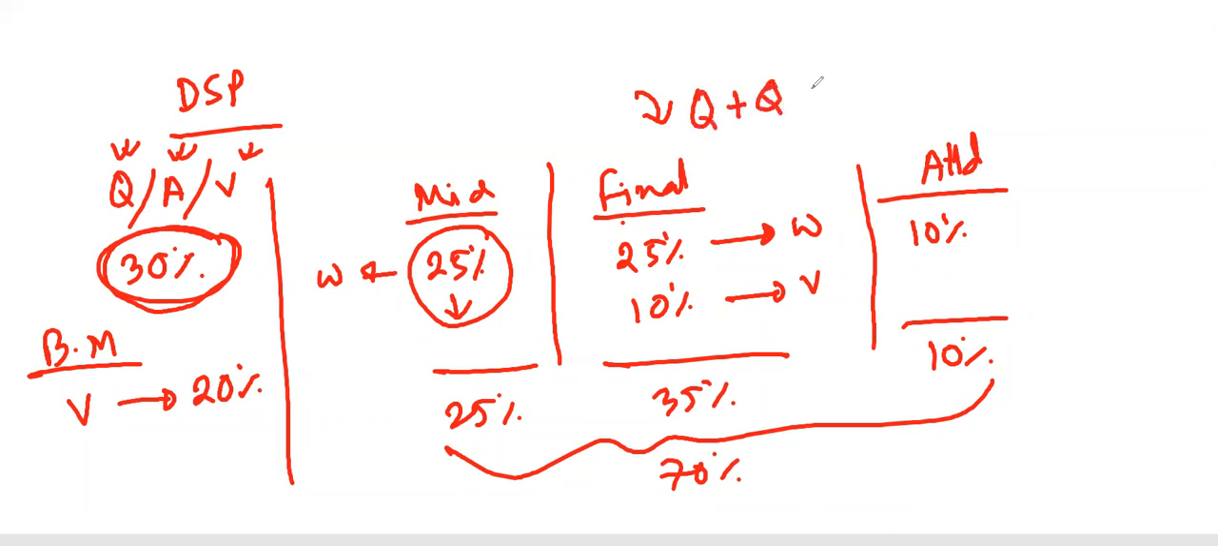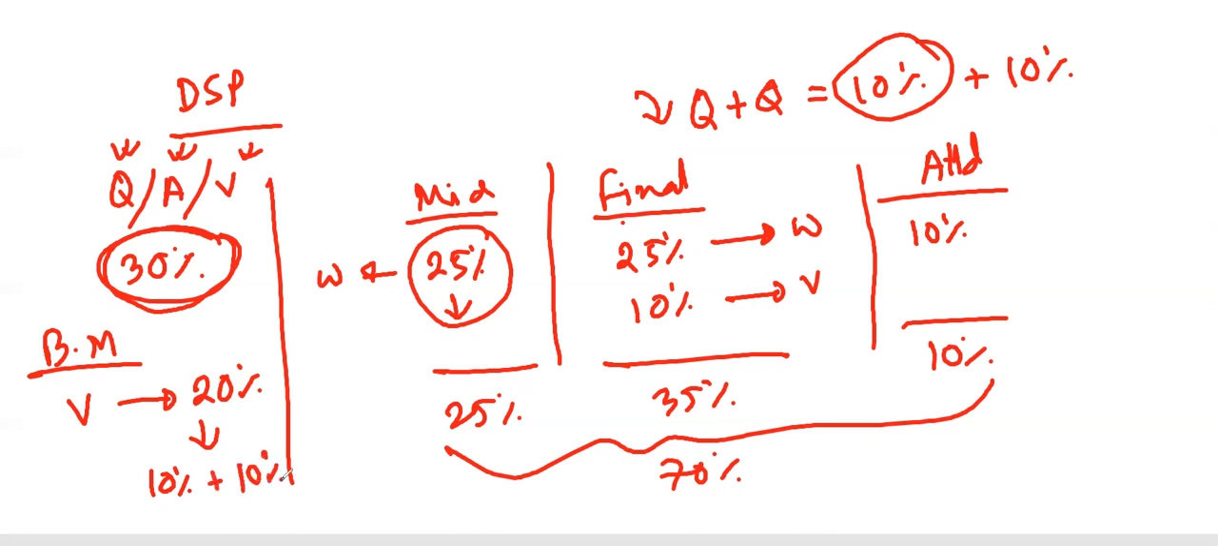There will be 2 quizzes, so I'll give 10% plus 10%. However, this 20% of the viva can be distributed as 10% plus 10%. So 10%, 10%, 10%, 10%, that is 40%. Out of 40, the best 3 will be counted, which will be 30%. So this viva is actually counted as 2, equivalent to 2 quizzes.